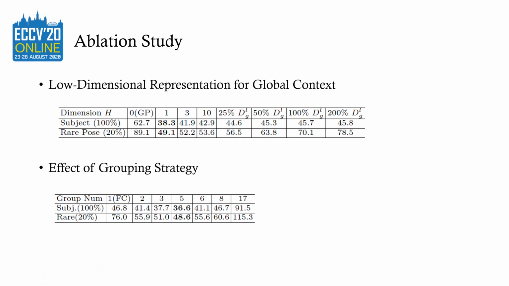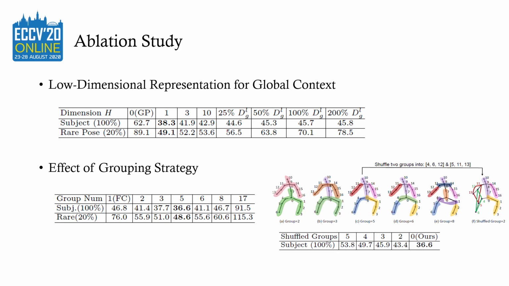Moreover, to show that separation into local groups is important, we randomly shuffle the joints among a subset of groups. The right table shows that the performance decreases when randomly shuffling joints among more groups. This indicates a strong physical relationship among joints in a group is a prerequisite for learning effective local features.